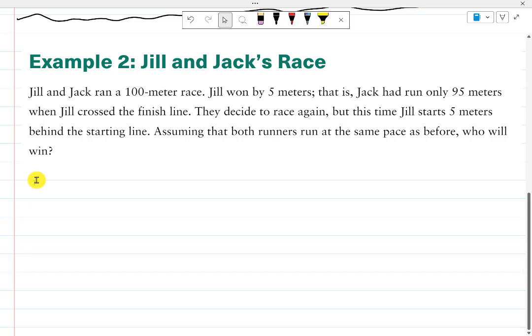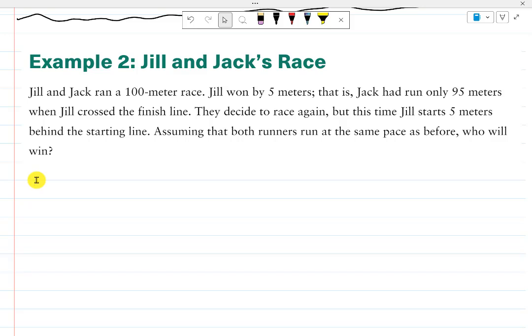In this example, we have Jack and Jill running a 100-meter race. Jill wins the race by 5 meters, that is, she ran 100 meters while Jack only ran 95 meters. Apparently what they want to do is make sure that they cross the finish line at exactly the same time. If they decide to run again, but this time Jill starts 5 meters behind, who's going to win this race?